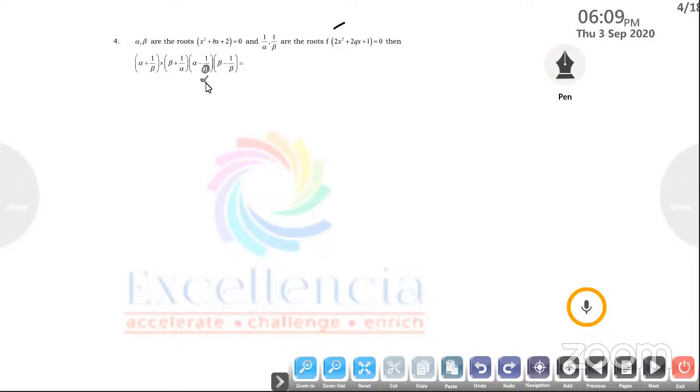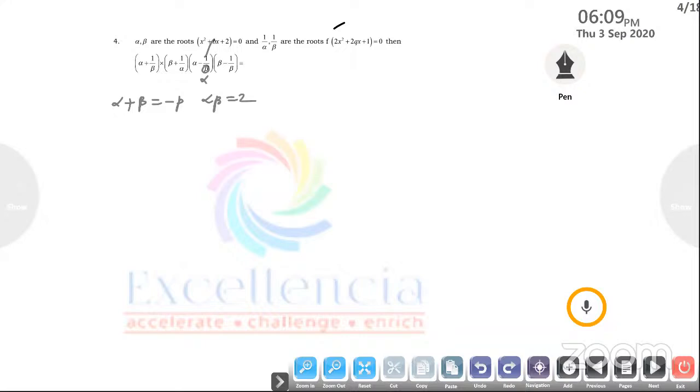Alpha and beta are the roots of the given equation. So all of you know how to find alpha plus beta and alpha beta. Alpha plus beta is nothing but minus p, and alpha beta is equal to 2.